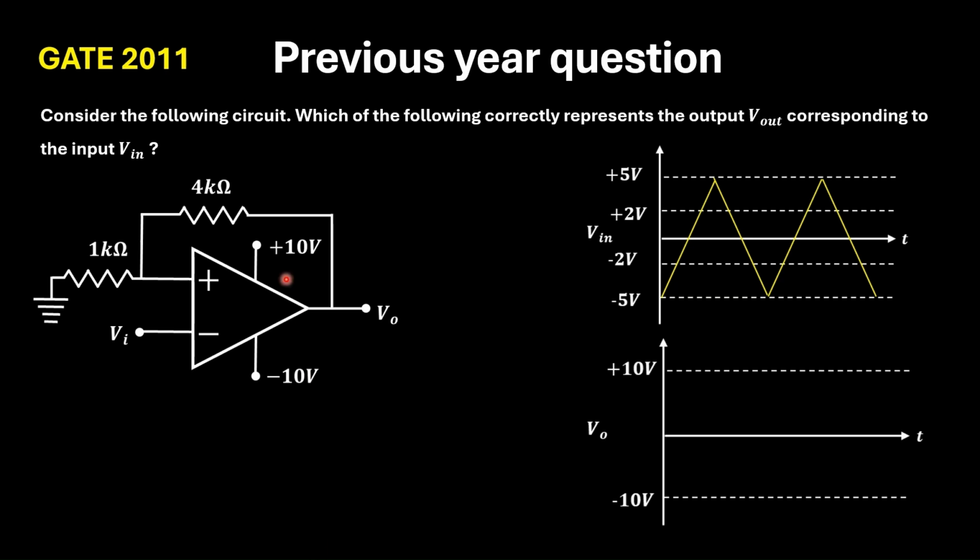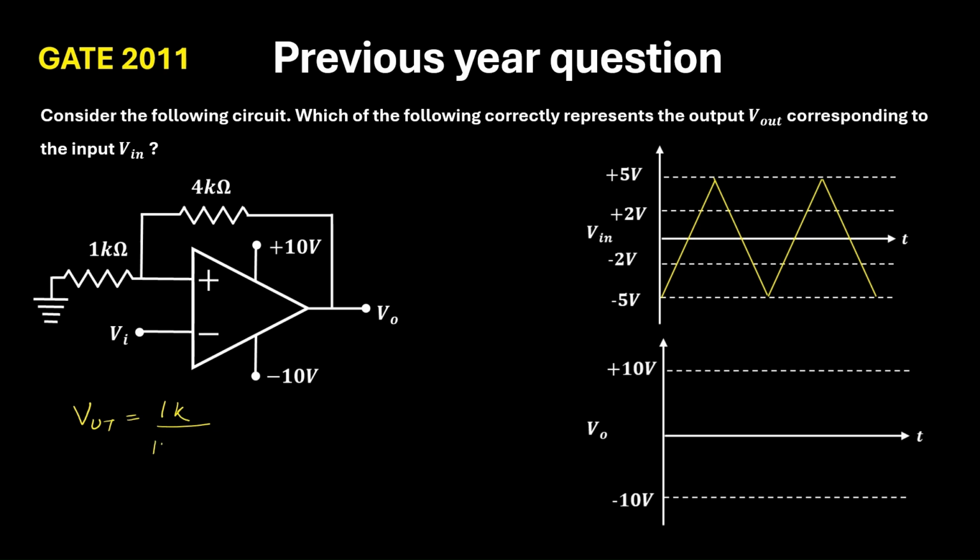Now let us try to solve this. Here, the feedback is given to the non-inverting terminal, so it's a positive feedback, and they have not given the V saturation, so we can assume the V saturation to be equal to either plus 10 or minus 10. So now we know that since it is a positive feedback, the output will be driven to saturation. Now we have to calculate the upper threshold.